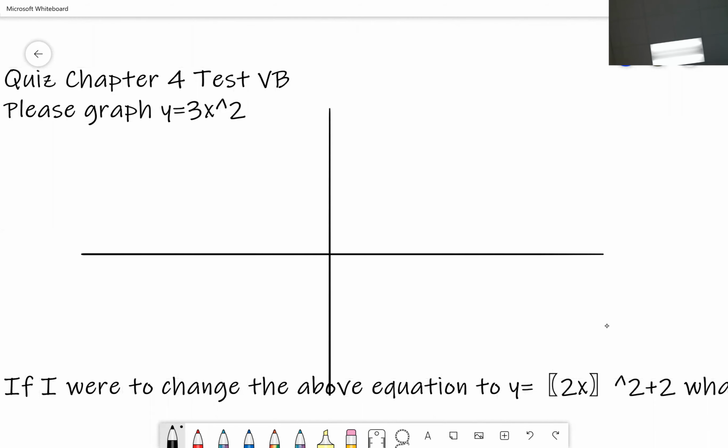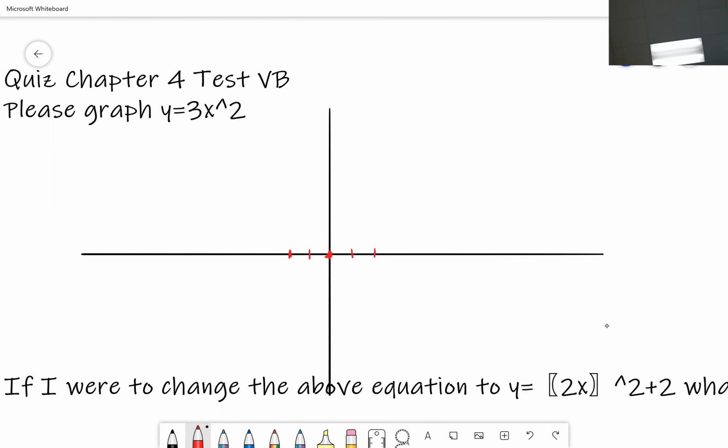All right, so let's see. When x is 0, what is y going to be? If you put 0 for x there, 0 squared is 0. 3 times 0 is 0. So obviously, the first point goes here. Now, let me make some lines. I'm probably going to make just two lines because I know this graph gets steep very quickly.